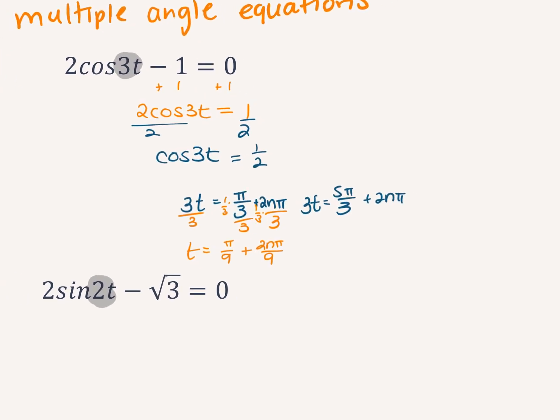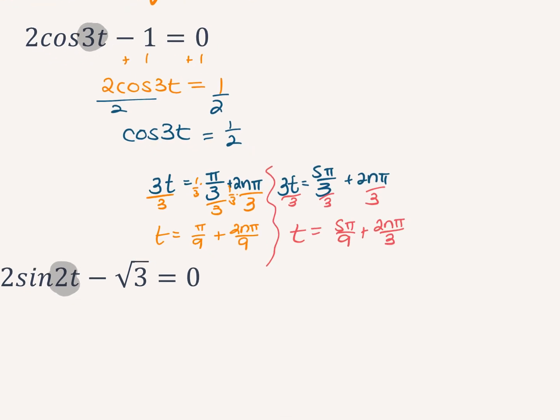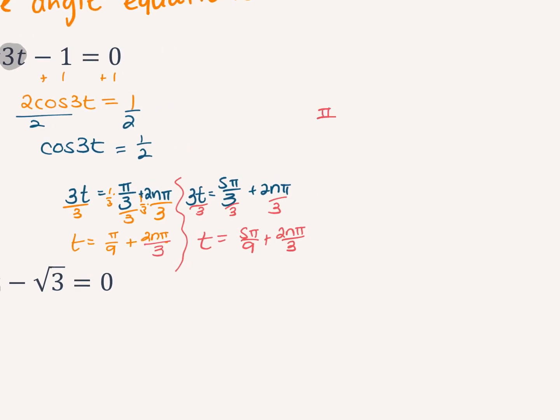Hold that thought because I'm not done. I got to do it to the other one. Divide by 3, divide by 3, divide by 3, and I get t equals 5 pi over 9, 2n pi over 3. Oh, this should be 3, not 9. Just kidding, 2n, I did it twice. Over 3. So my answers are pi over 9 plus 2n pi over 3 and 5 pi over 9 plus 2n pi over 3.